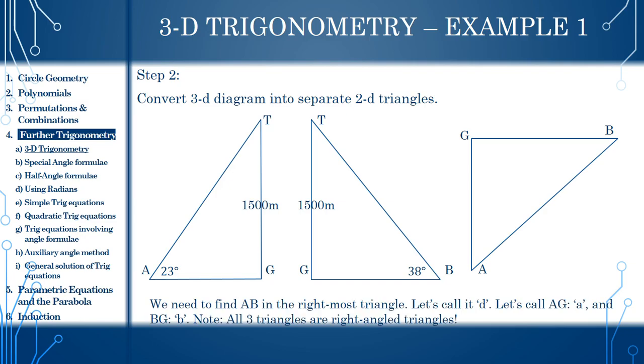Now we need to find AB. For the sake of simplicity, we'll call it D. And we're going to call BG B and AG A. It's worth noting that all 3 triangles are right-angled triangles. That's really important because it tells us that we can use SOHCAHTOA and Pythagoras' rule. Those are the 2 tools we're going to use to solve this question. So let's get started. I've noted down all the common sides, A, B, D, and as you can see, I've noted the common sides.